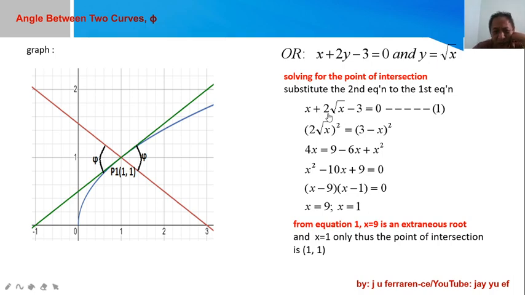The more so if I include the middle term, which is 2 square root of 9. This equation is not true when I use 9. So 9 here is the extraneous root. So the only value that can be used is 1. If it is 1, then the point of intersection is at the point with coordinates (1, 1). Okay?